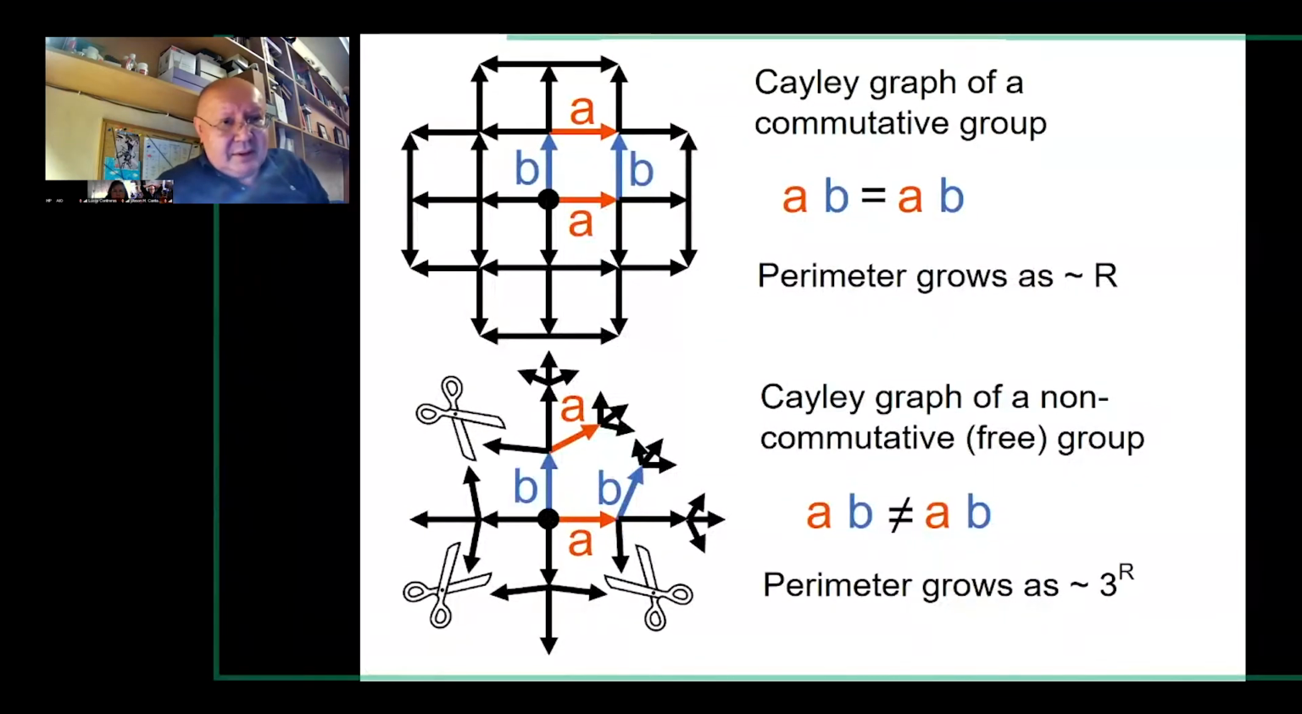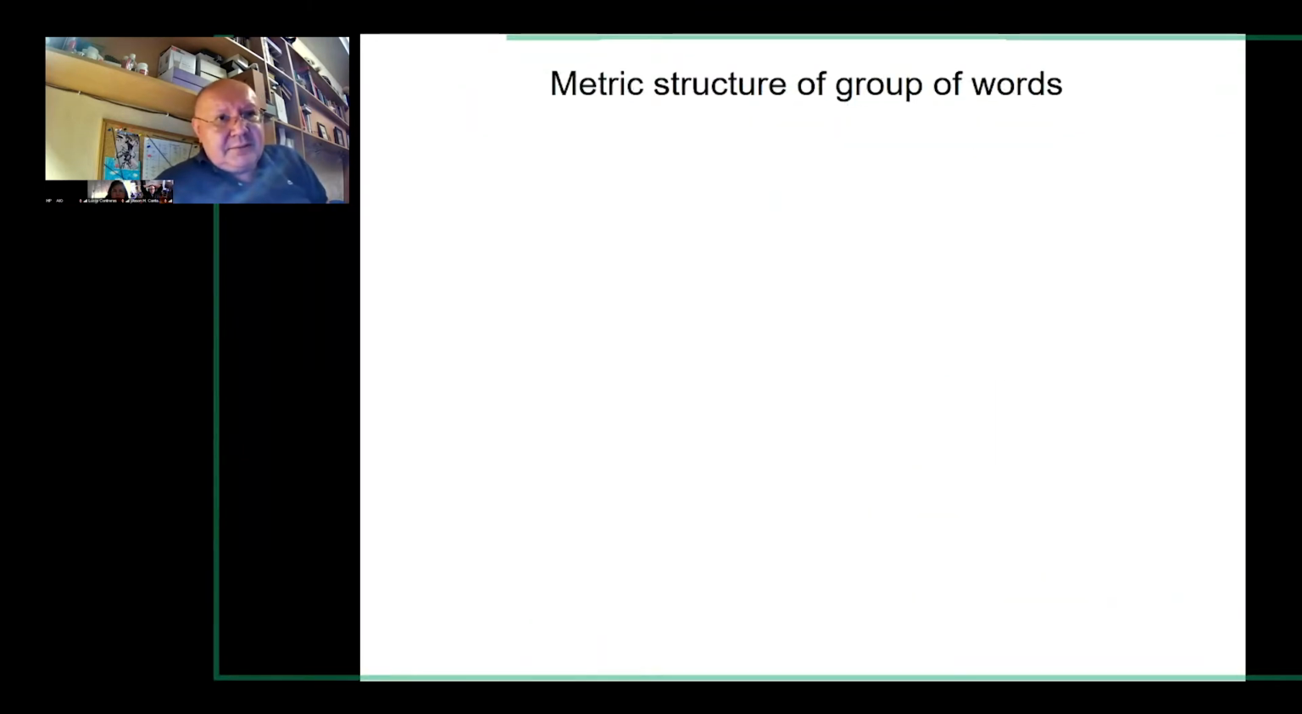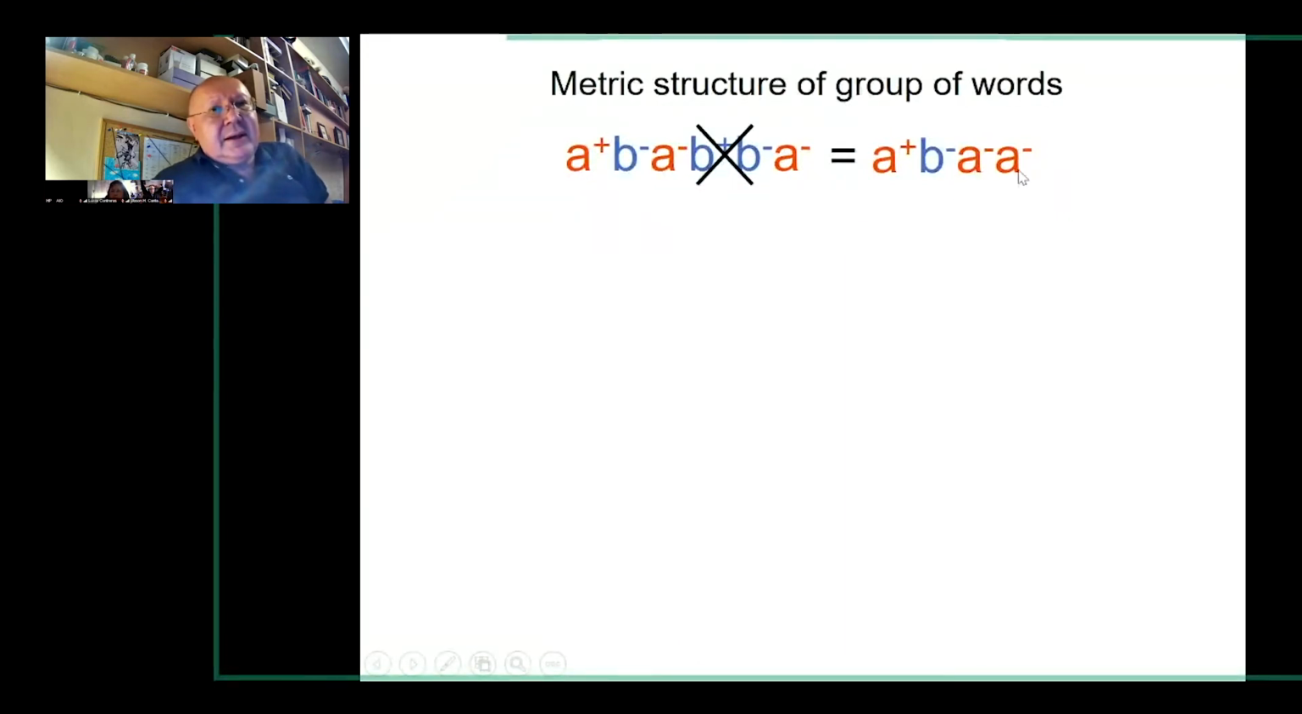Okay, so now more or less all things are known. Just a few words about the metric structure of the group of words. If I have some word, I can make it shorter. How can I make it? I look for a configuration where two neighboring letters are, for instance, B plus and B minus, so I can remove them and shorten the word. The shortest possible word is the topological invariant for my path.